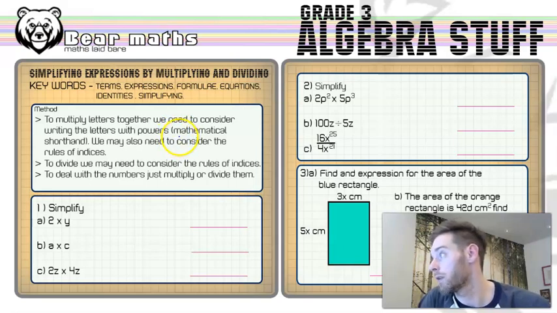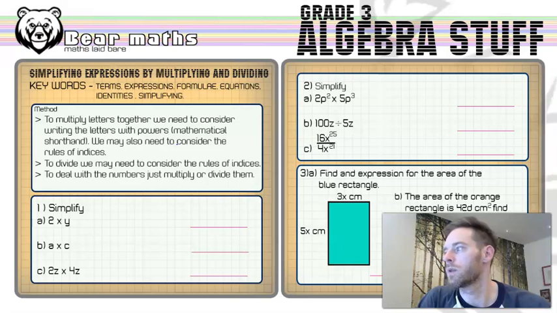Now, the method that you will use and employ to simplify expressions through multiplication and division is as follows. To multiply letters together, we need to consider writing the letters with powers. That's our mathematical shorthand way of doing things. We may also need to consider the rules of indices. To divide, we need to consider the rules of indices. And to deal with the number bits, we just multiply or divide, just like you normally would.